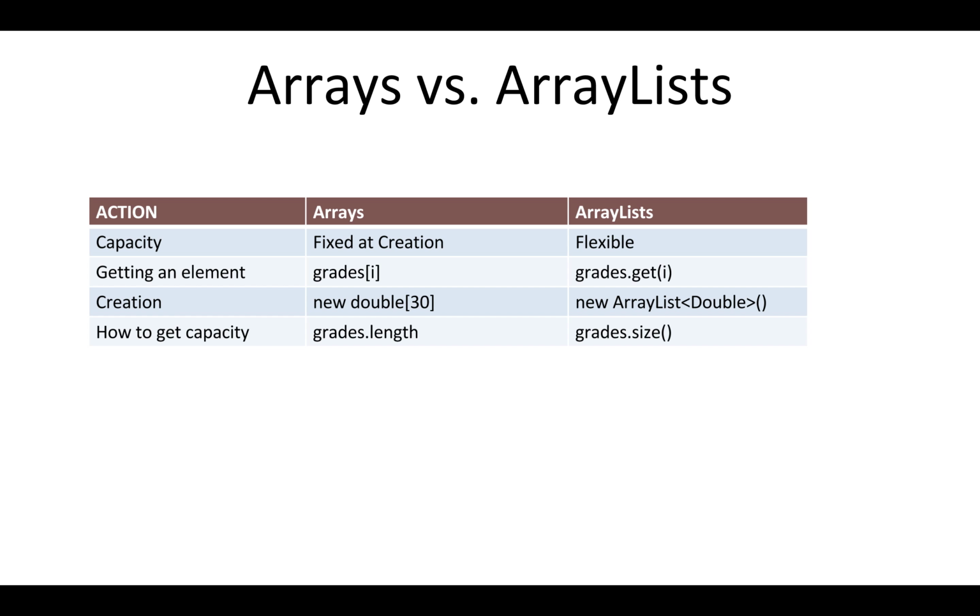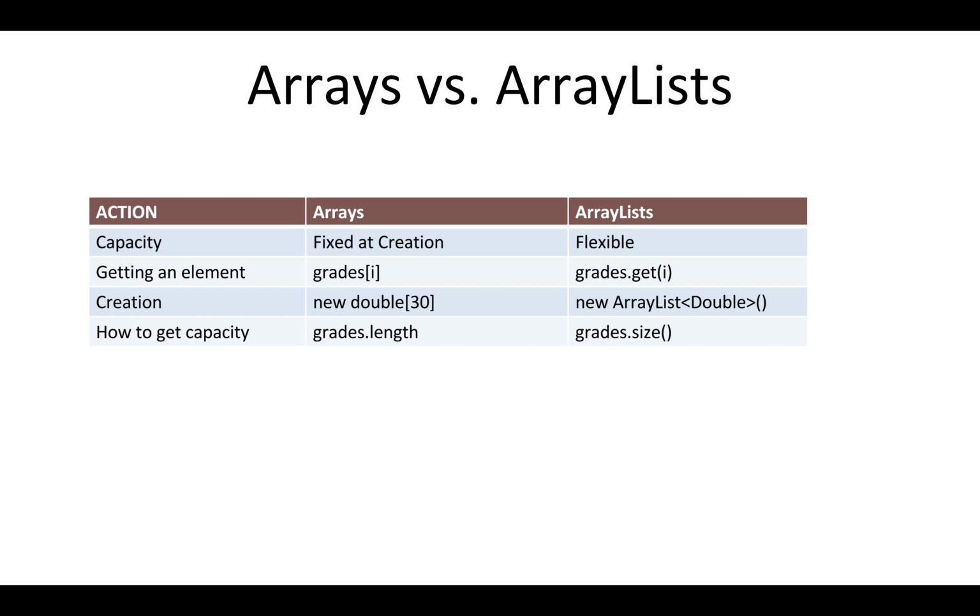When you're trying to get a value from an array, you use the array name and square brackets with the index that you're interested in. When you're creating an array, you say new, the type, and then the size of the array. And if you need to get the size of an array, you say grades.length.